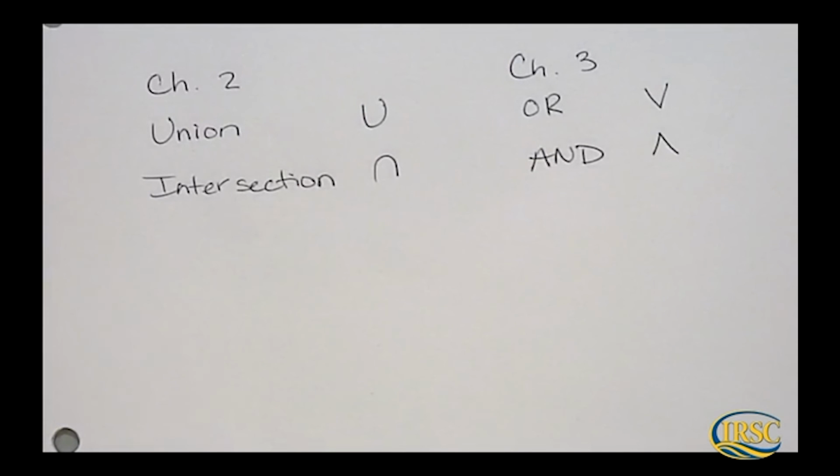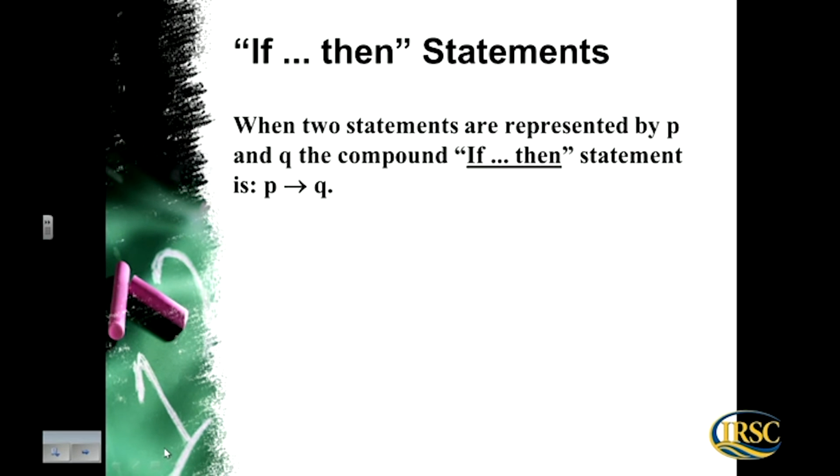Okay, so now we'll go ahead and move on to our if-then statements. So for if-then, we're going to use that arrow that goes to the right. The way you would say this is if P, then Q. So P is your, this part, whatever comes first is your if part, and whatever comes second is your then part. That becomes sort of important later as we look at all the different ways that you can write something equivalently.